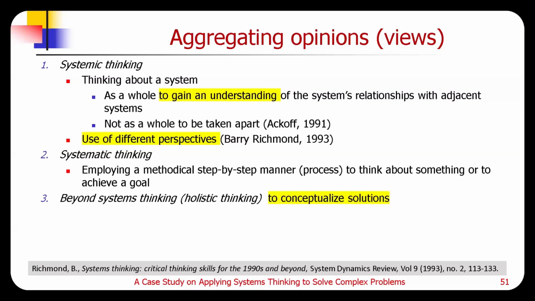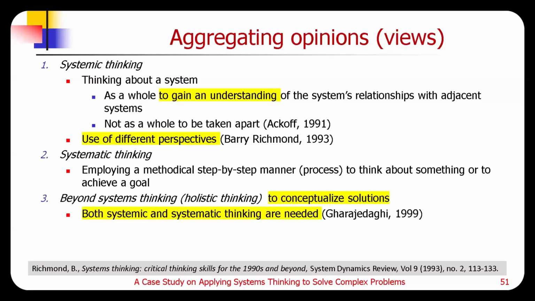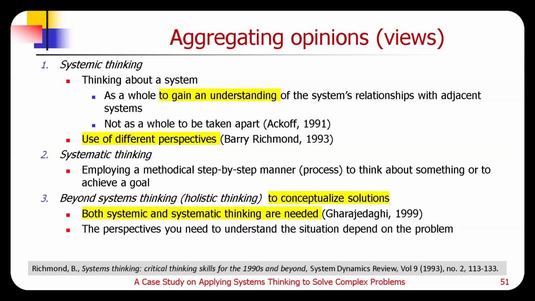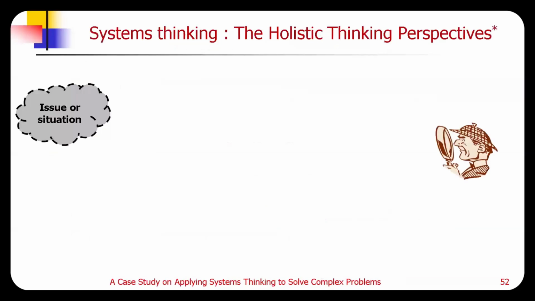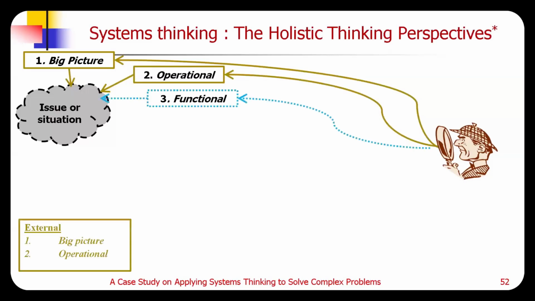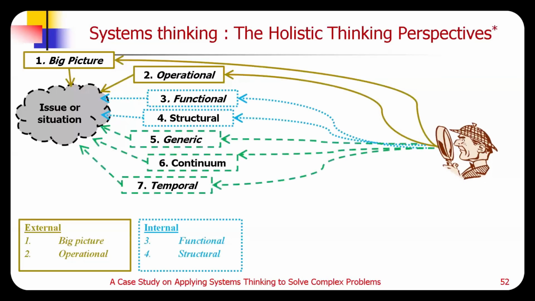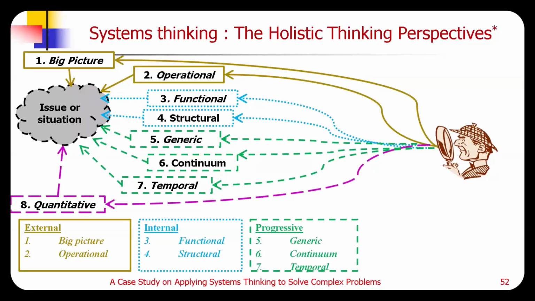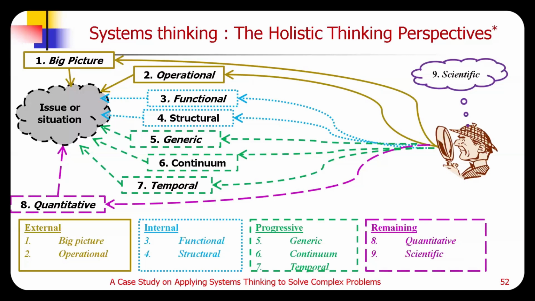And then there was the beyond systems thinking or holistic thinking approach to conceptualize solutions, which needed both systemic and systematic thinking. And the perspectives you need to understand the situation depend on the problem. And you need even more perspectives for solving the problem. So I developed the systems thinking perspectives, which turned into the holistic thinking perspectives. You can examine the situation from a number of perspectives. 8 of them are prescriptive, external, internal, progressive, and then there's the scientific perspective, which is the output of the thinking process, which is part of the remaining perspective.